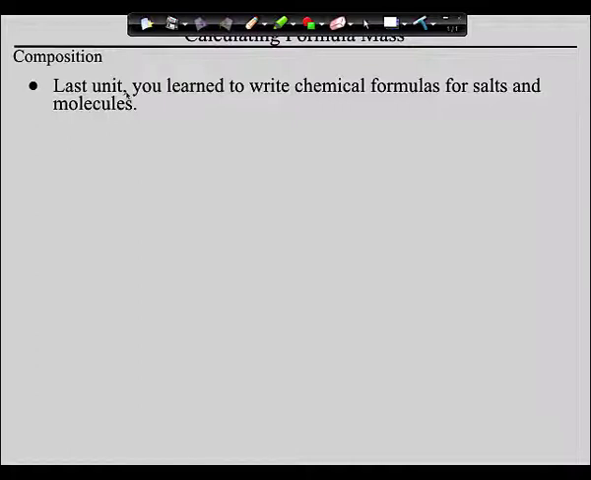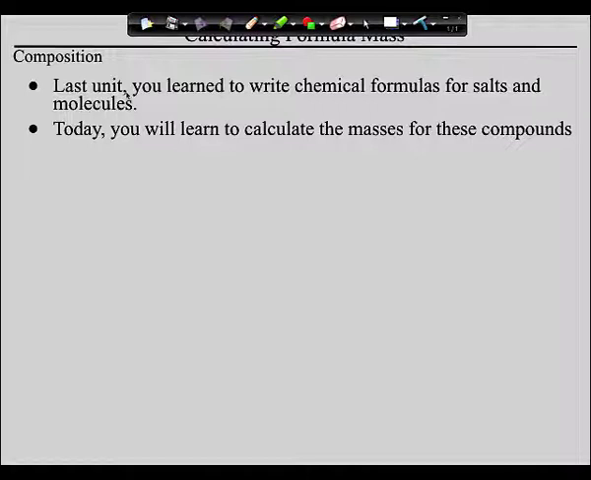Last time, you learned to write chemical formulas, right? You learned to do this for salts. You learned to do it for molecules. You understand the prefixes, the Roman numerals, the least common multiples, the parentheses, all of that stuff. Well, guys, today you're going to learn to calculate the masses for these compounds. So how does this go?